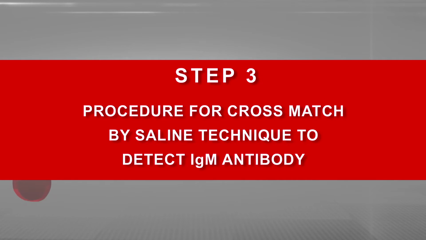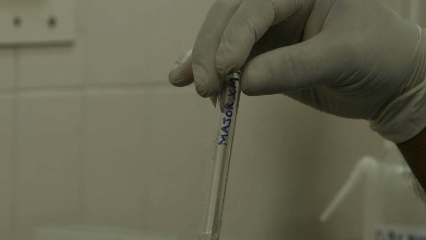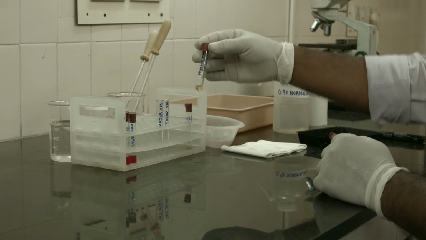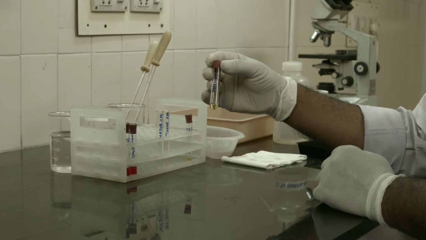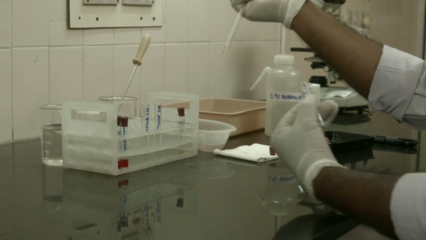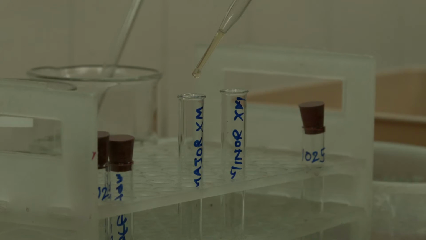Step 3. Now we are going to see the procedure for cross-match by saline technique to detect IgM antibody. Label 2 test tubes, major cross-match and minor cross-match. Remember to always add serum before the red cells. Add 2 drops of patient's serum or plasma for major crossmatch in the crossmatch labeled tubes.